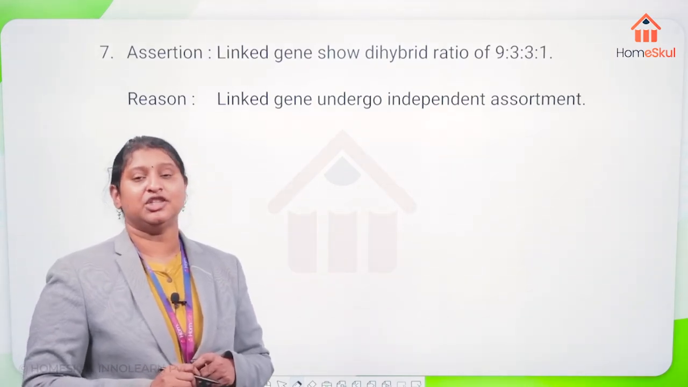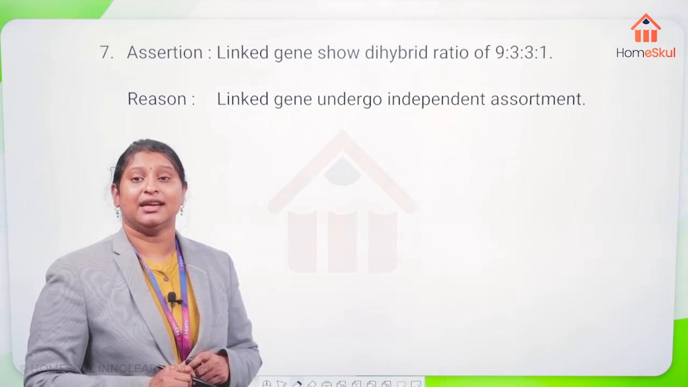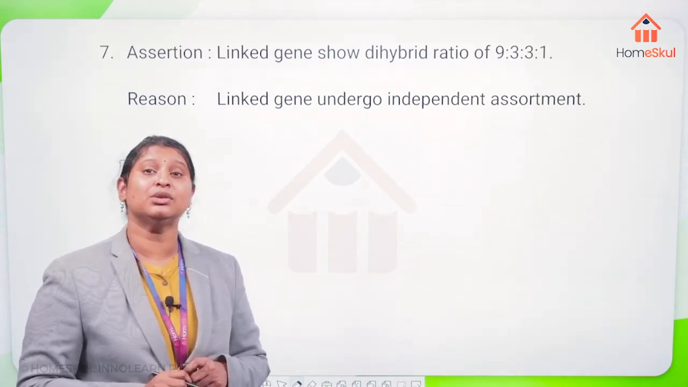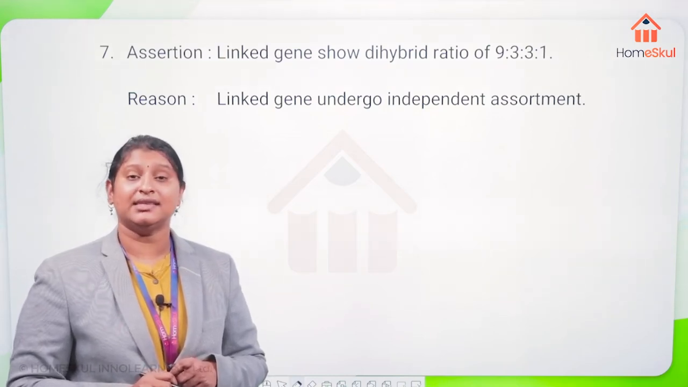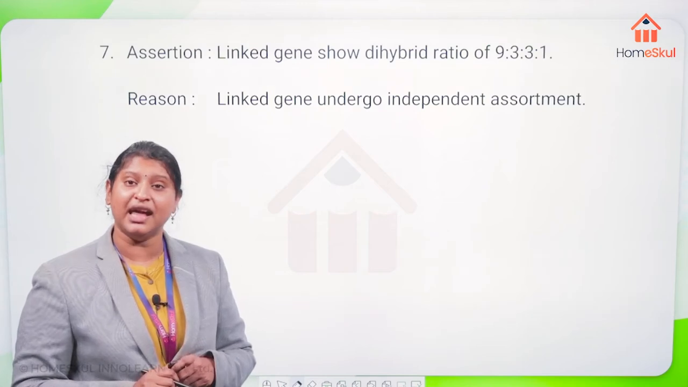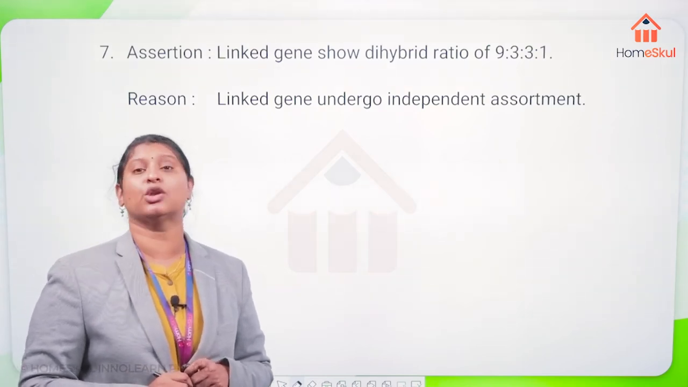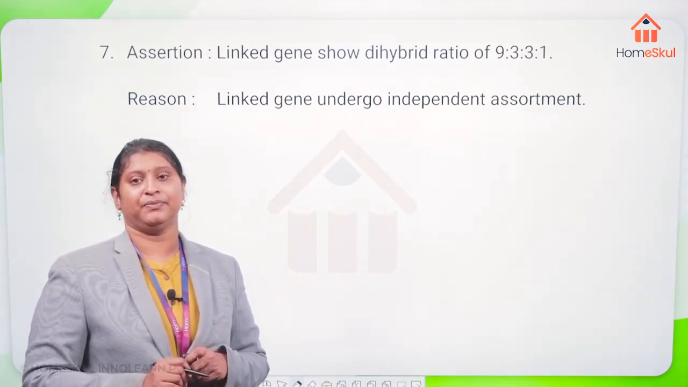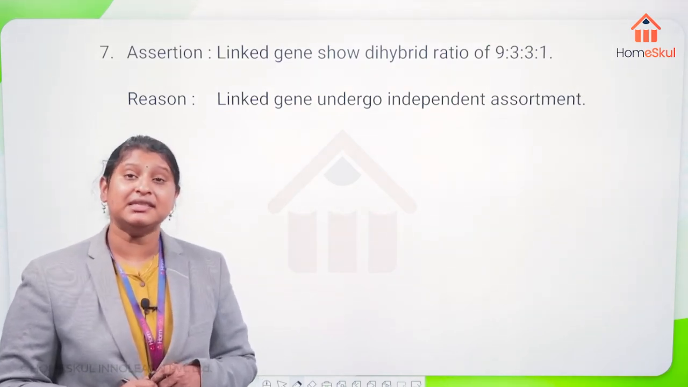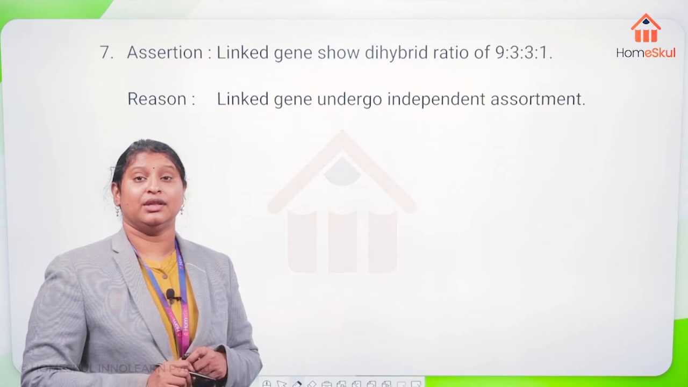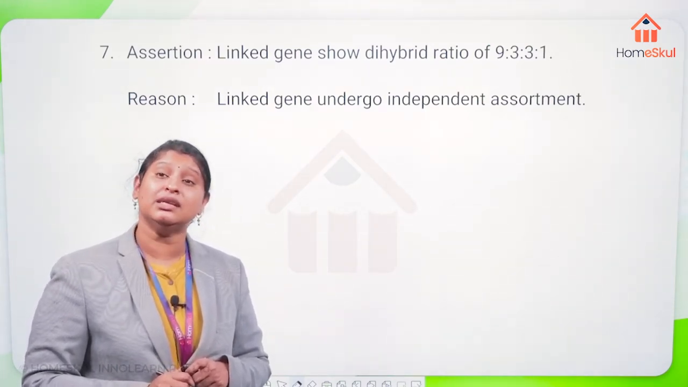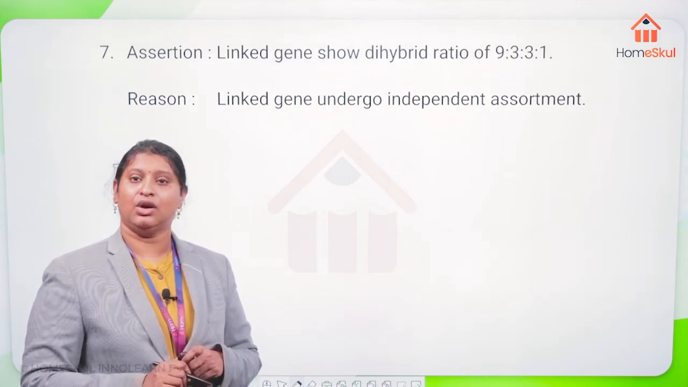No, linked genes don't show dihybrid ratio 9:3:3:1. Example, Morgan's dihybrid cross in Drosophila. We have seen two crosses, cross A and cross B. Morgan's dihybrid cross shows that the ratio deviates from 9:3:3:1.